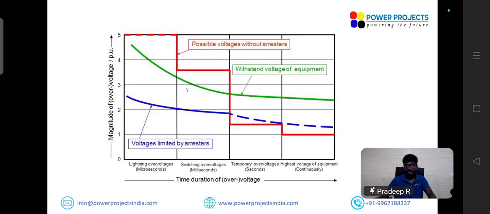Similarly for switching, this is the possible overvoltage without arresters. So it will exceed the withstand limit also. When I place my arrester, the voltage is completely suppressed during the lightning event. Switching events. This is finally the lightning events. It can go beyond 5 per unit also due to its higher magnitude. Right? So after going beyond 5 or 6 per unit, upon placing the arrester, it can be limited to like 2.5 to 3 per unit.